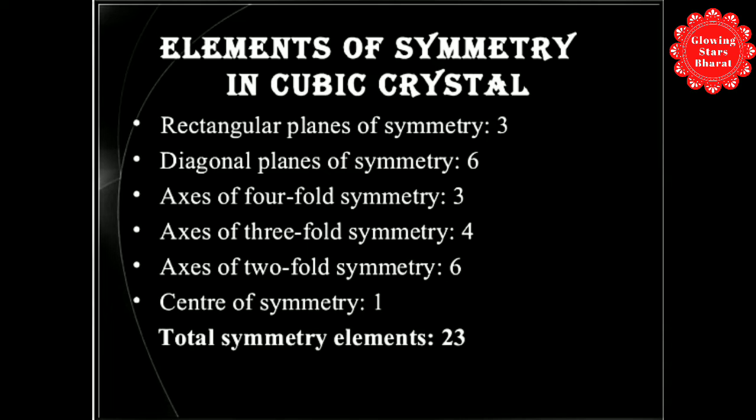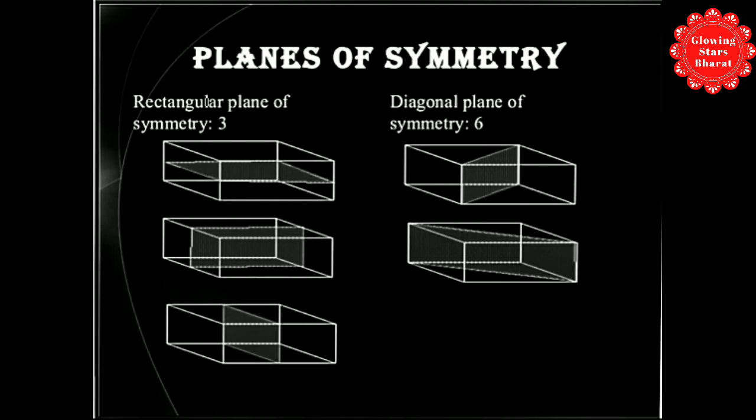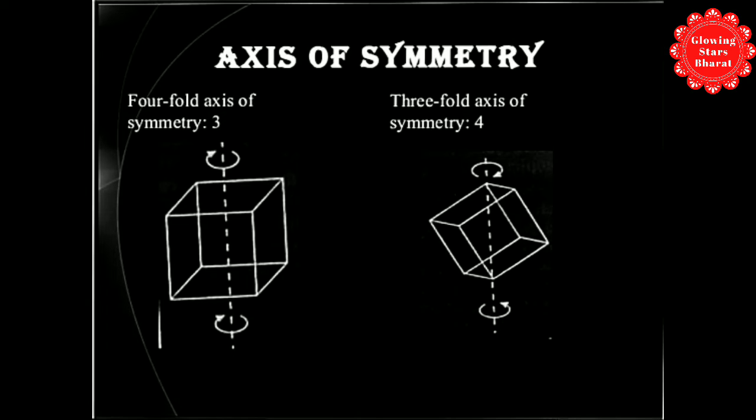Different planes of symmetry, see the figure. Rectangular planes of symmetry equal to 3 and diagonal planes of symmetry equal to 6. Axis of symmetry: 4-fold axis of symmetry is equal to 3 and 3-fold axis of symmetry is equal to 4. Axis and center of symmetry: 2-fold axis of symmetry 6 and center of symmetry 1.